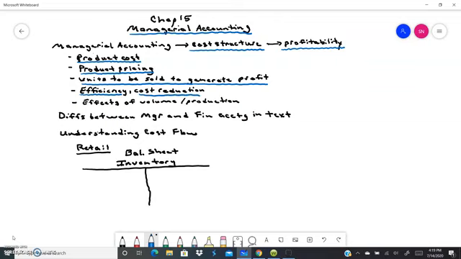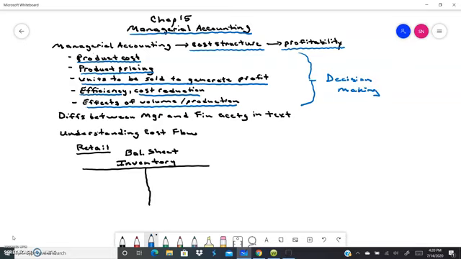And then, of course, the effect that volume, or increased or decreased production, has on our cost structure will also be a topic that we're going to discuss later on in the semester. But really, if you think about it, all these things are going to help us in decision making. So all of these managerial accounting topics are going to help us to make better decisions.